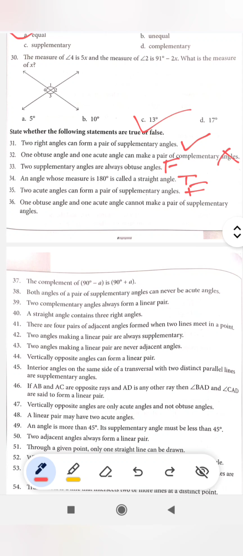Now, one obtuse angle and one acute angle cannot make a pair of supplementary angles. One obtuse, one acute, yes, they can form a supplementary pair. So this statement is false, because of the word cannot.